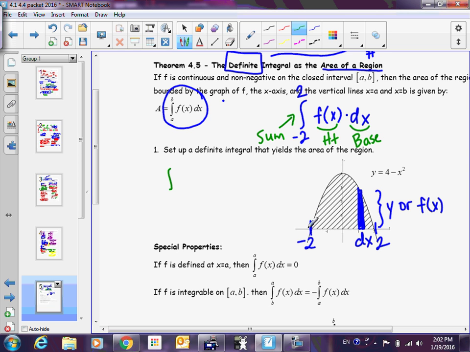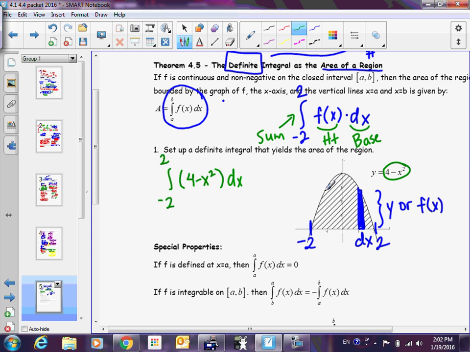Okay, the next thing we need to do is figure out from what to what. In this problem, it's going to be -2 to 2. In other problems, it will be other numbers. Okay, and we'll talk about how you find those numbers. Our f of x in this problem is 4 minus x squared. And then don't forget dx. We know doing antiderivatives, we're not going to do a lot with the dx, but it's part of the notation and it needs to be there.